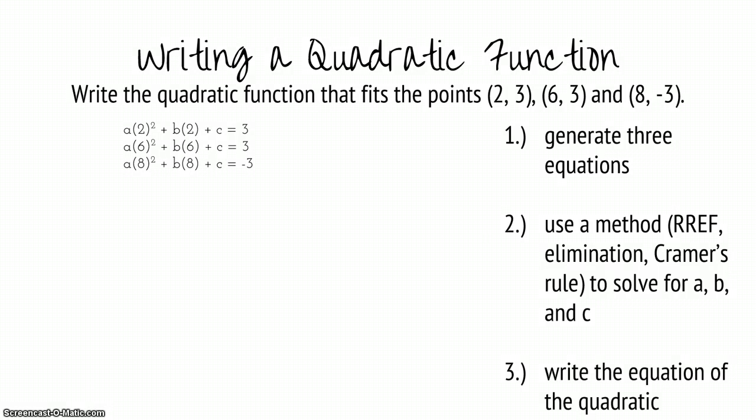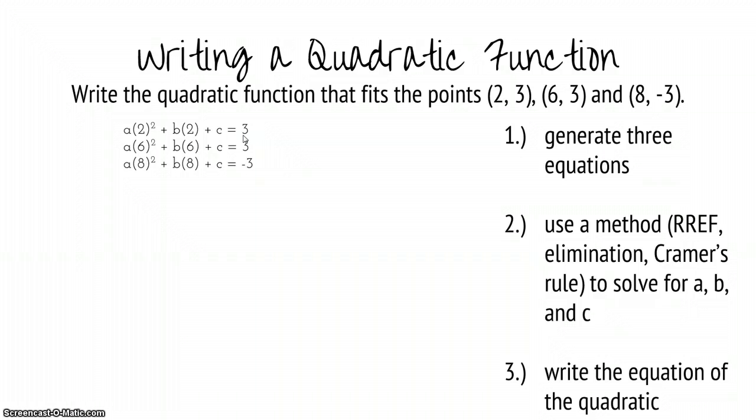a2 squared plus b2 plus c equals 3. Now those 2's and that 3 came from this first ordered pair, 2, 3. The x value was 2, so instead of ax squared, I wrote a2 squared. Instead of bx, I wrote b2. C is c, kind of boring. And then my value, y, is 3. If I input 2, my output is 3.